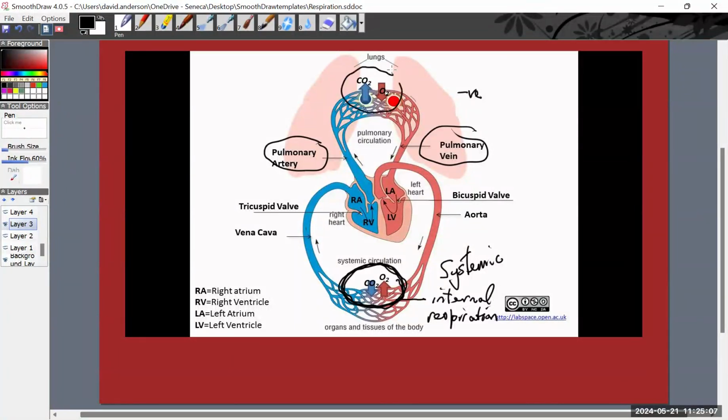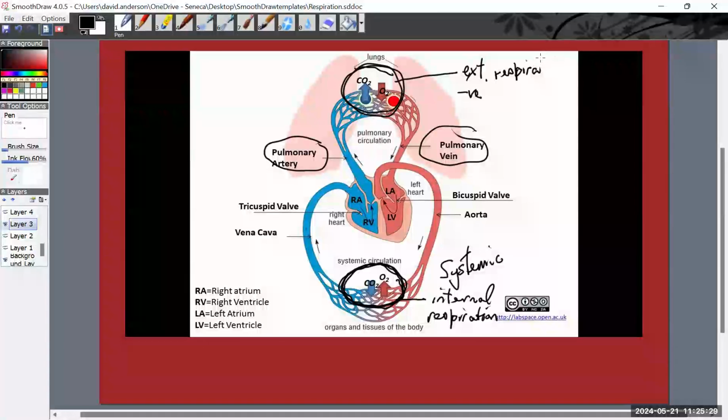Okay, so this location up here, because of exposure to the air from the atmosphere, from our external environment, would be our external respiration. Okay, so we've got these zones and these areas we need to be aware of and start to get comfortable with.